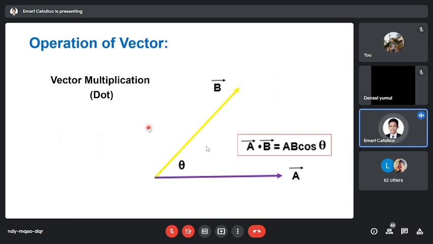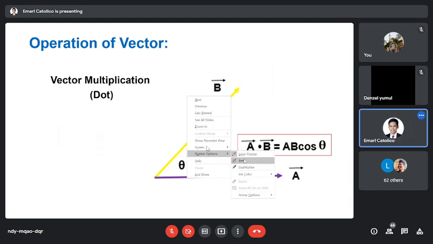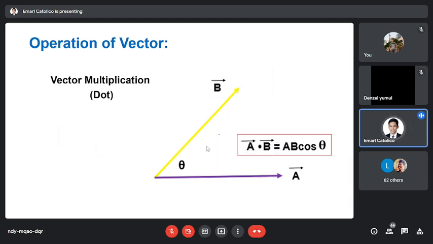Okay? Then, pakitandaan din pala bago ko malimutan. Tandaan nyo to kasi lagi itong lumalabas. If the dot product of A and B is equal to 0, therefore yung vector natin is perpendicular. Okay? Then kapag cross product ng vector, let's say A times B is equal to 0, yung vector natin is parallel. So, ito ha, pakitandaan.